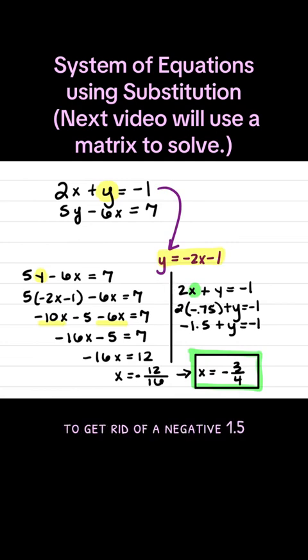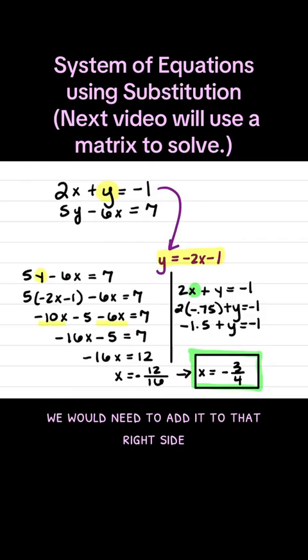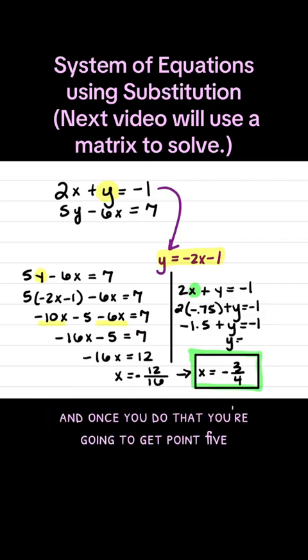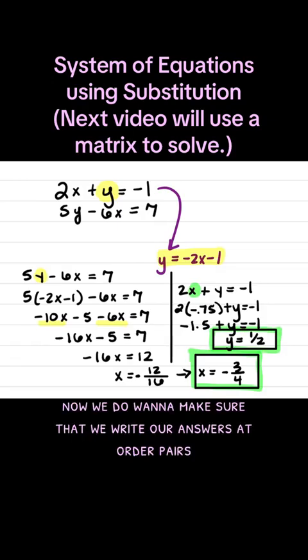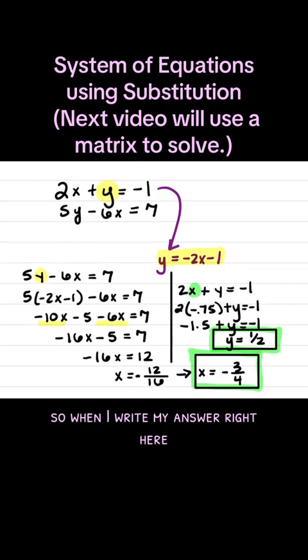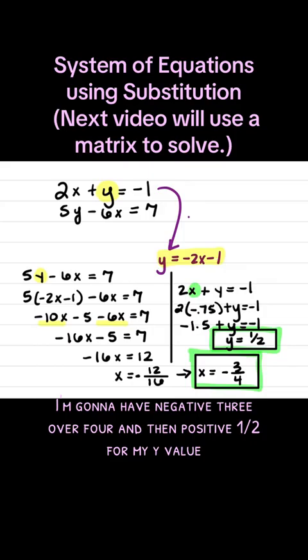Now, last, to get rid of a negative 1.5, we would need to add it to that right side. So we need to add it to negative 1. And once you do that, you're going to get 0.5, which we know is 1/2. And then that is it. Now, we do want to make sure that we write our answer as an ordered pair. So I'm going to write my answer right here. I'm going to have negative 3 over 4 and then positive 1/2 for my y value.